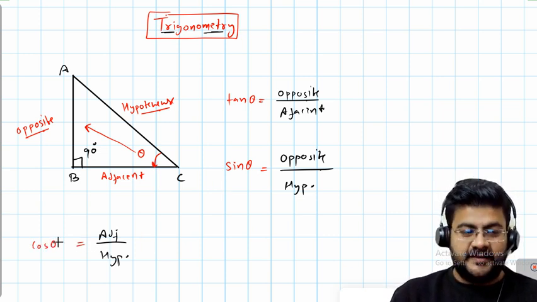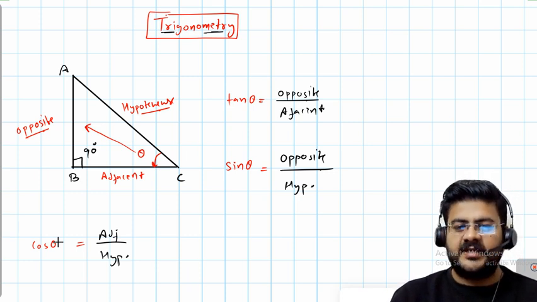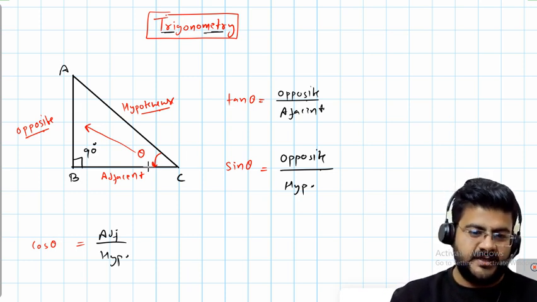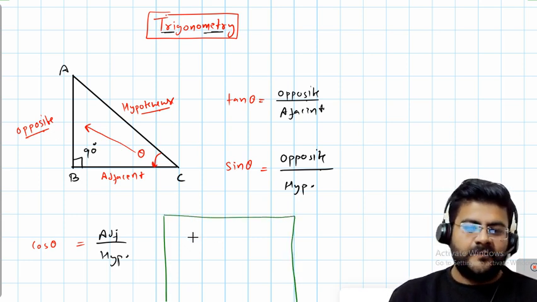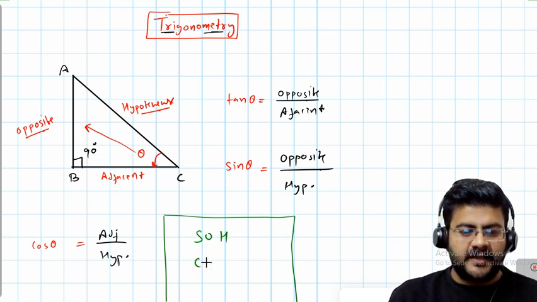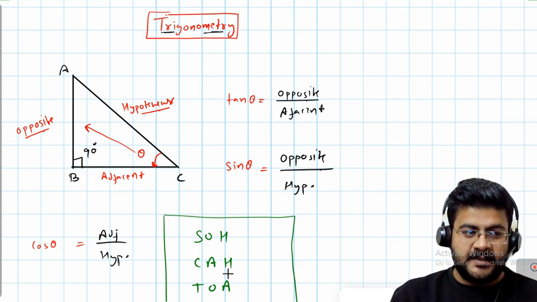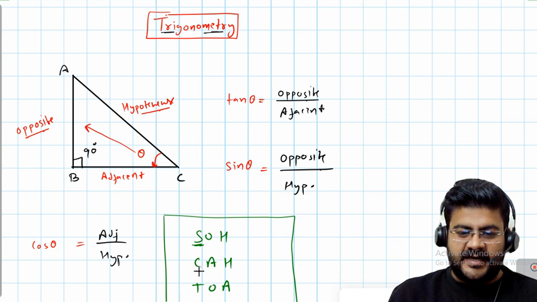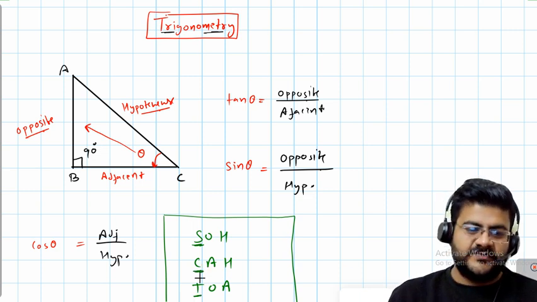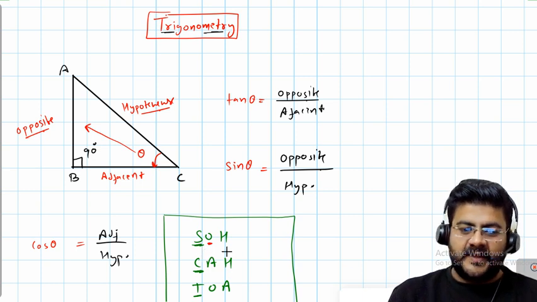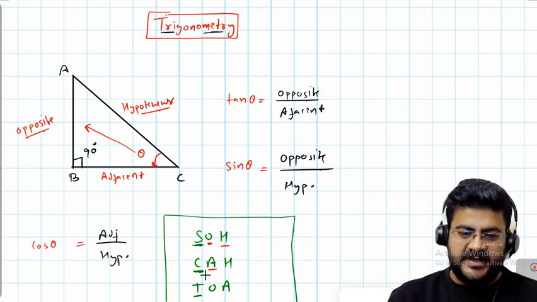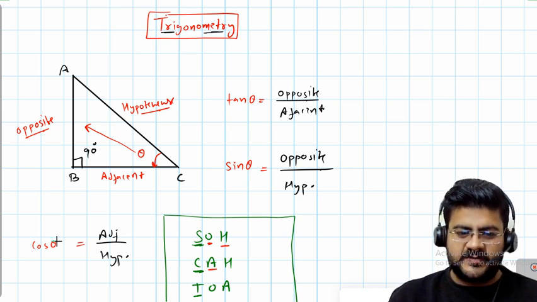How do I remember that this is sine, this is cos, this is tan? There is an easier way to memorize it: an abbreviation that you can keep in your mind. That is SOH, CAH, TOA. What does that mean? S stands for sine, C stands for cos, and T stands for tan. And the O is opposite, H is hypotenuse, and A is adjacent. You can keep a note on that as well.